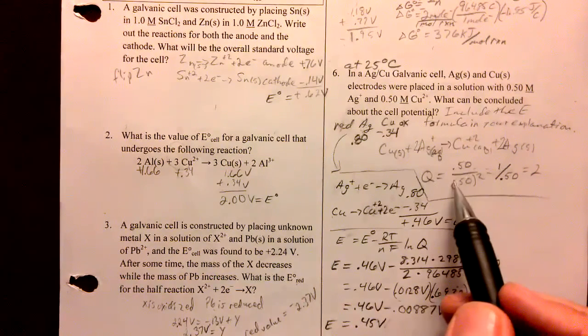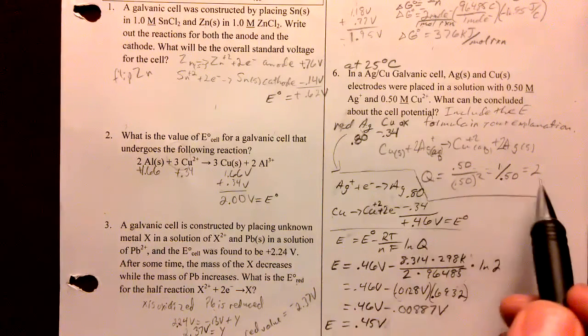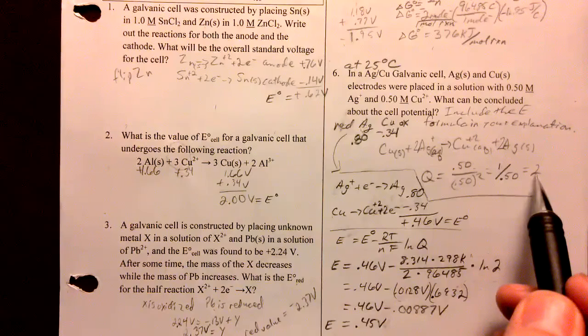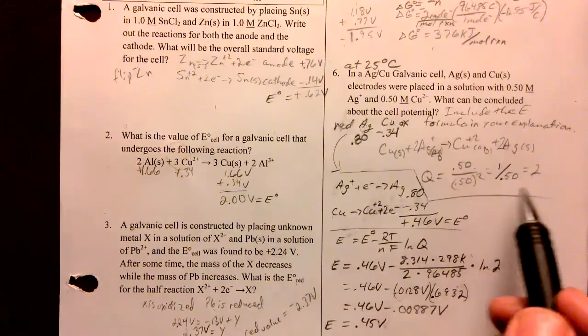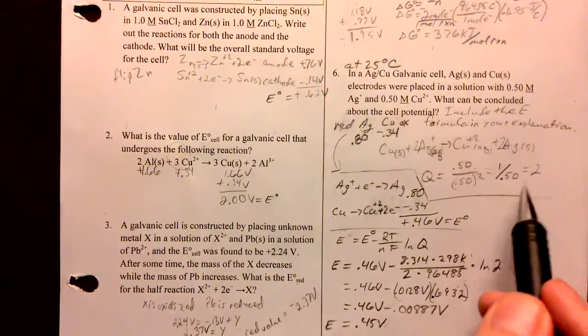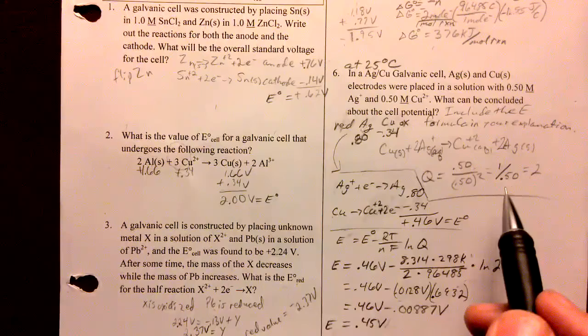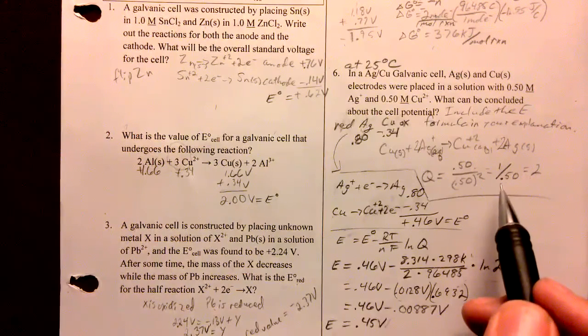Or to boil this right down into a note you can take, if Q for a galvanic cell is bigger than 1, you have lost some cell potential. If Q is smaller than 1, you have gained some cell potential. And by that, I mean volts, voltage. So this is going to have a current voltage potential that is less than the standard conditions.